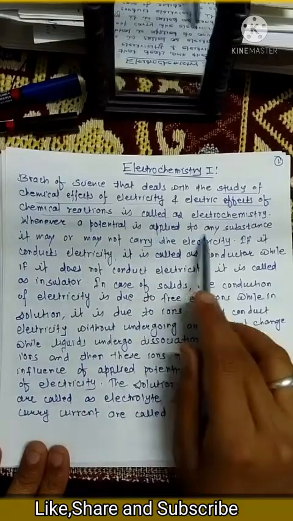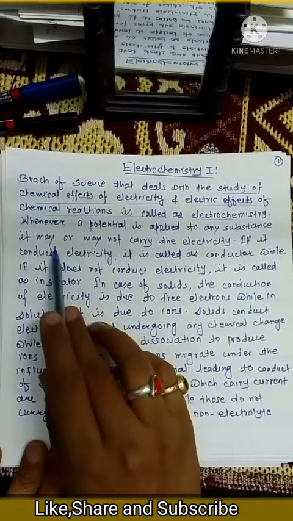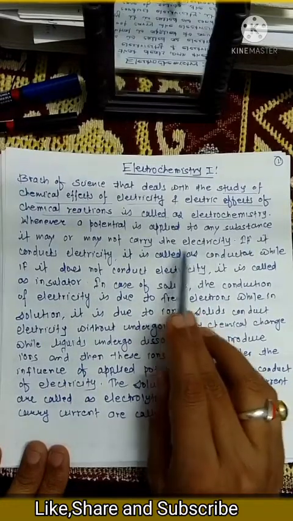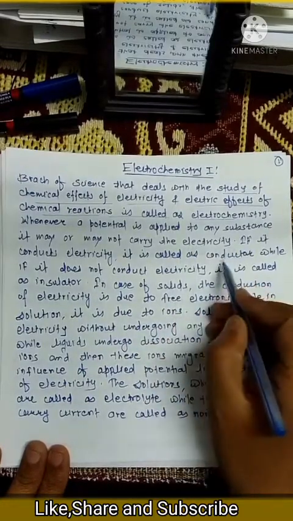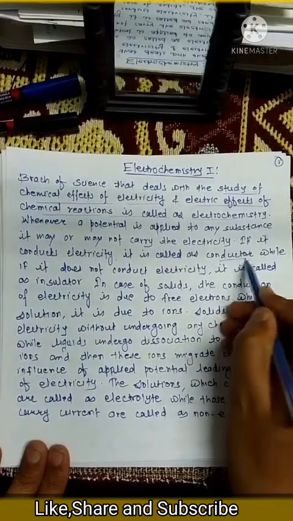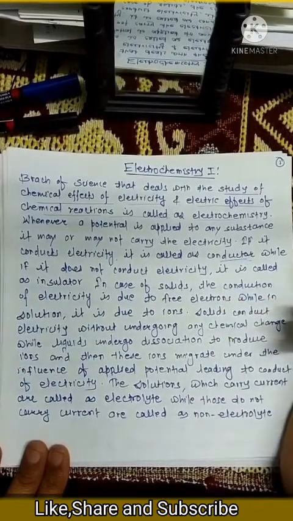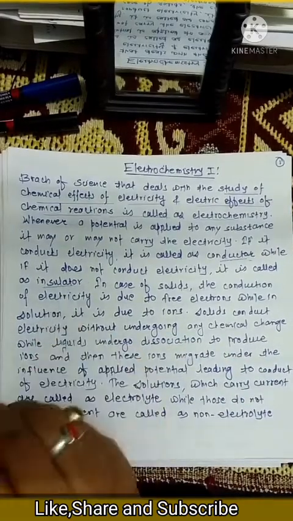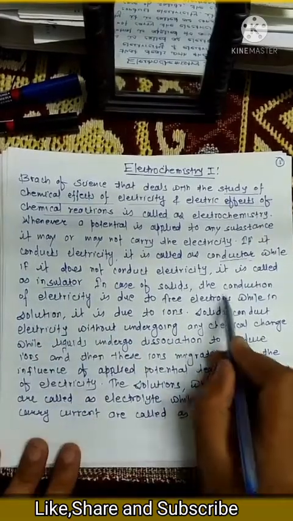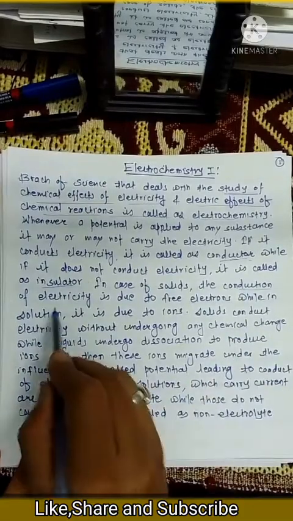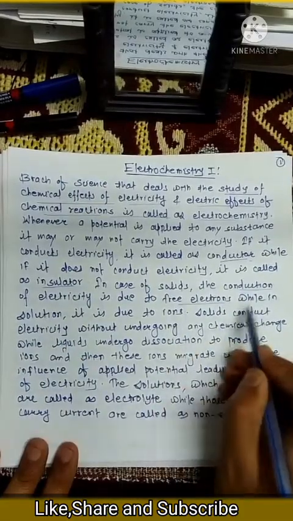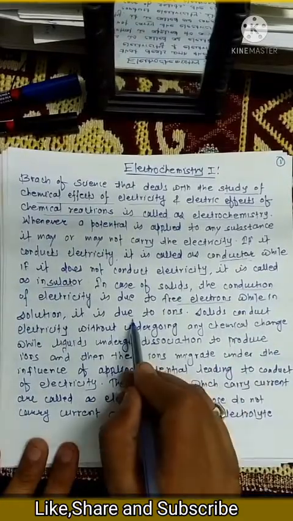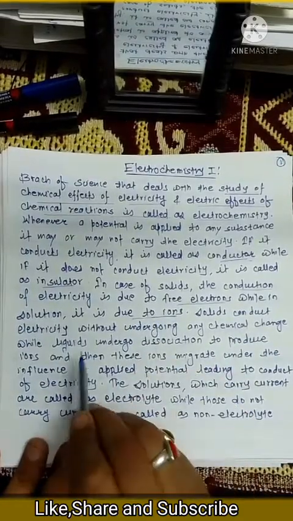Whenever a potential is applied to any substance, it may or may not carry electricity. If a substance conducts electricity, then we call it a conductor, while if a substance does not conduct electricity, we simply call it an insulator. In the case of a solid, the conduction of electricity is due to the free electrons, while in a solution it is due to the ions.